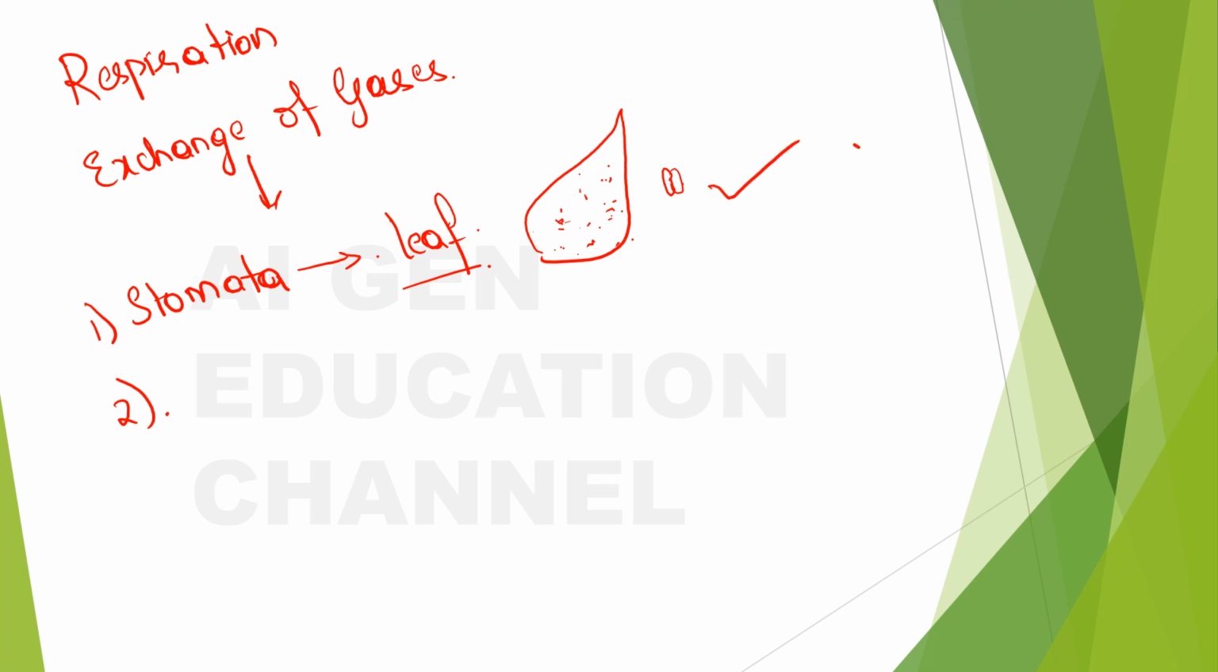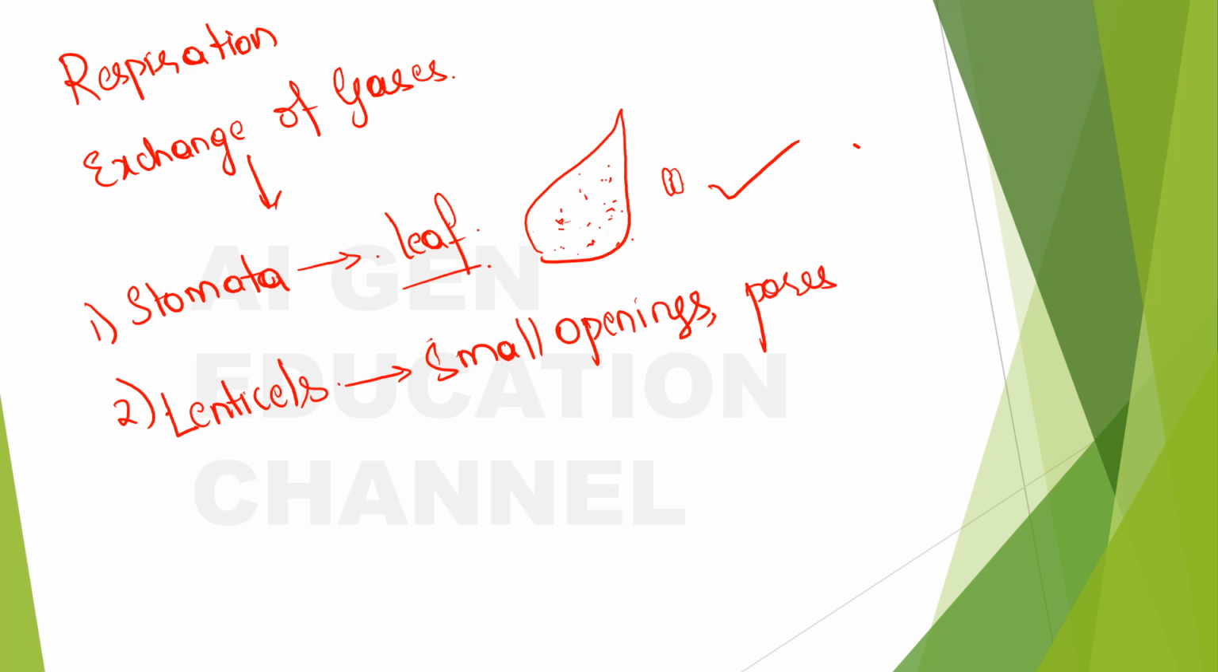Now how about the stems? Will they do anything? Yes, the stems will also have lenticels. Lenticels are small openings, like small pores, which are always open, and through which gas exchange takes place. These lenticels are present on stems, and these will be open all the time, whereas stomata open and close based upon the need, but in the lenticels the pores are always open, always ready to exchange the gases.